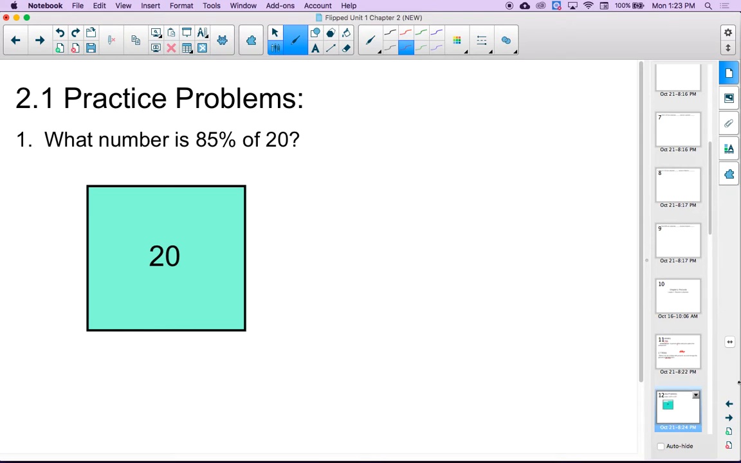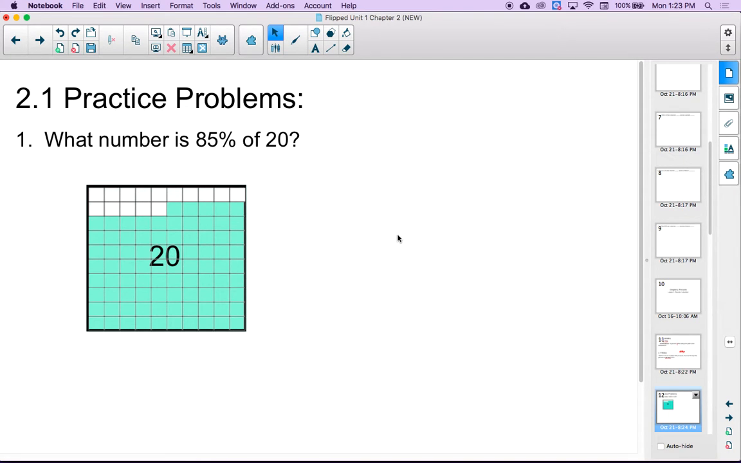Our first example, this is in your practice problems. We will do number 1 together. What number is 85% of 20? So I want to give you a little visual here quick before we do this together. 85% of 20. Well, I want you to picture our number 20 here.